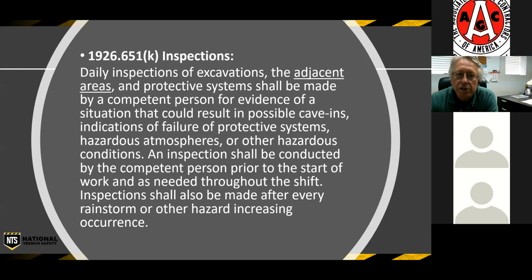In the general requirements in paragraph K, it talks about doing inspections. The competent person has to do daily inspections. And one of the areas it says to inspect is the adjacent area. It says we need to inspect the adjacent areas and protective systems. It shall be made by a competent person.